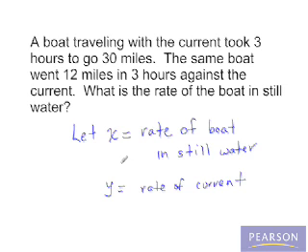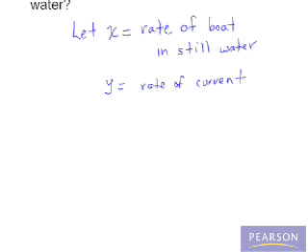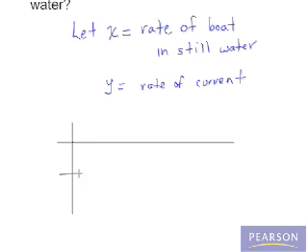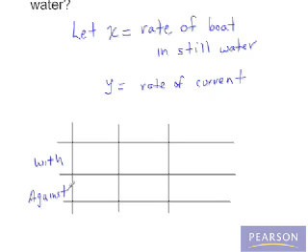And we're going to set up a chart to help us organize a lot of the information that we're given within the problem. We're going to set up a distance equals rate times time chart. So let's construct a chart. And the two rows, let's label those rows traveling with the current and traveling against the current. So we'll let our first row be with the current and our second row be against the current.